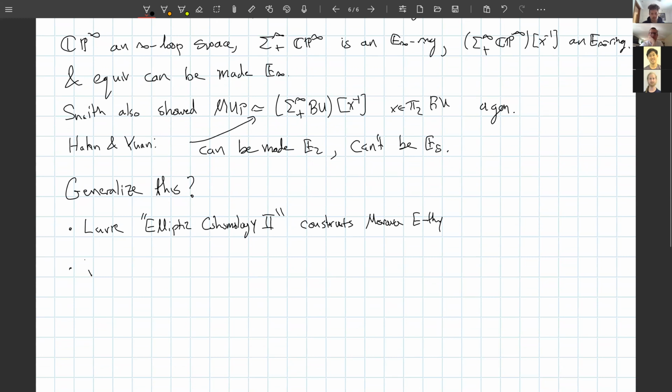And Westerland has a paper which is quite related to our work called Higher Chromatic Analog of Image of J. So these are two prior works that generalize this in some sense, but these are both in the K(n)-local category.